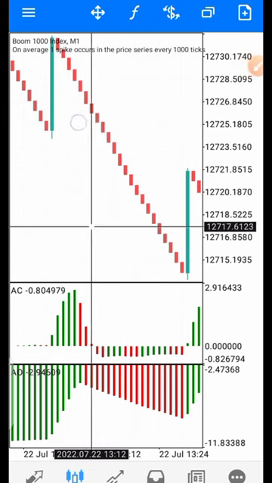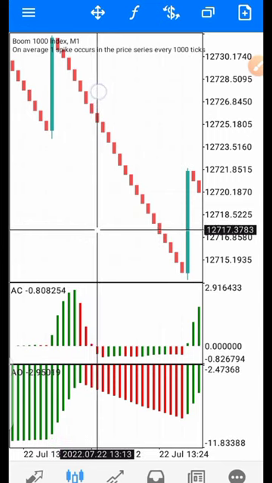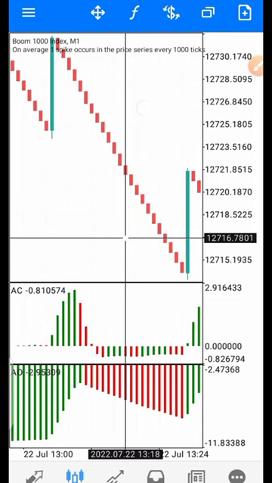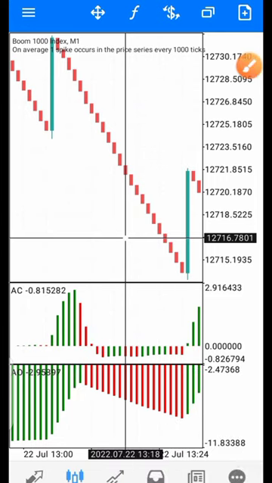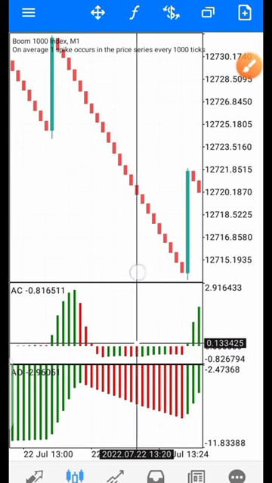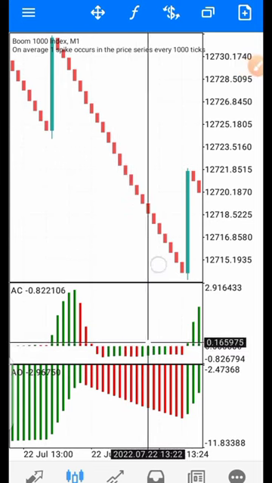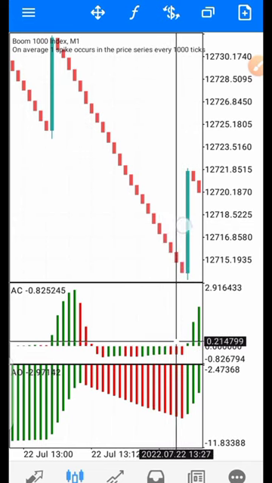Assuming you exit here, you still come after these three green candles. This is what I'm explaining in case you are not seeing that. So after these three green candles, you still enter here, you exit. After these candles, you still enter here and you exit.